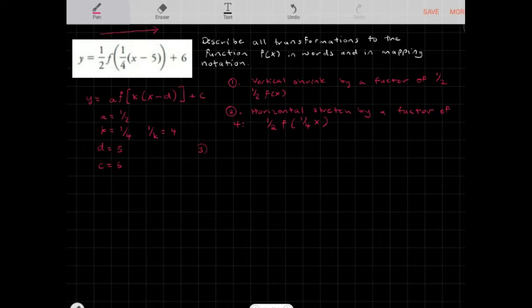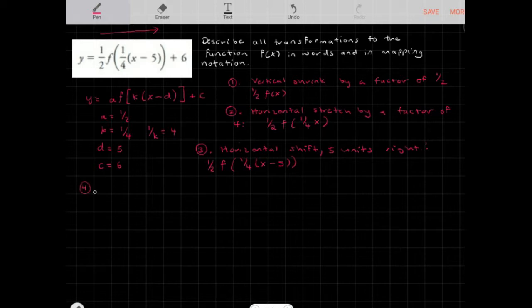Our third transformation here is basically a horizontal shift 5 units to the right. So if we have a horizontal shift 5 units to the right, we can write this guy here as 1/2 f of 1/4 x minus 5.